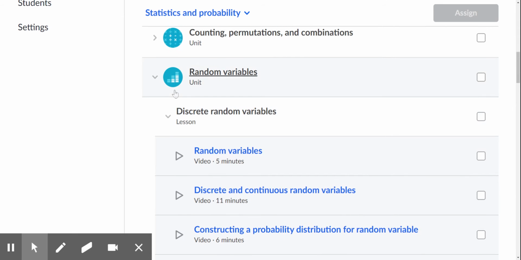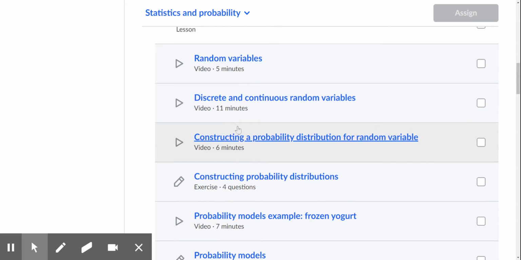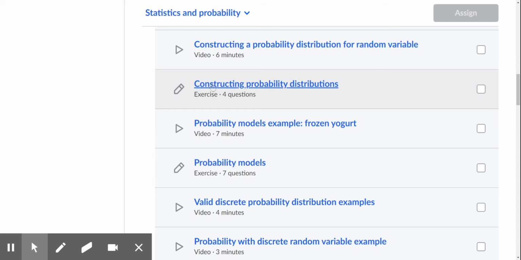So if you go to your account, look for the random variables unit, and under discrete random variables, the first three are videos. So I'm not going to touch that. I want to go to constructing probability distribution. So it's pretty easy. So let's go through this.